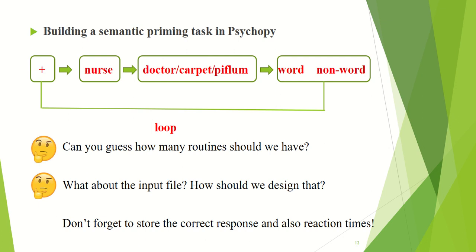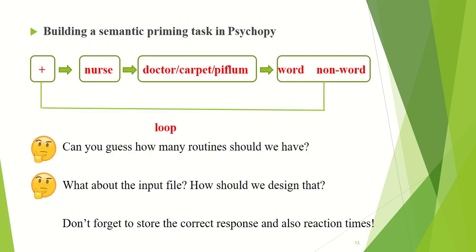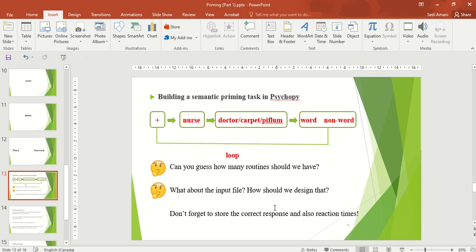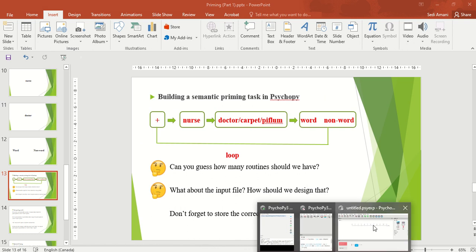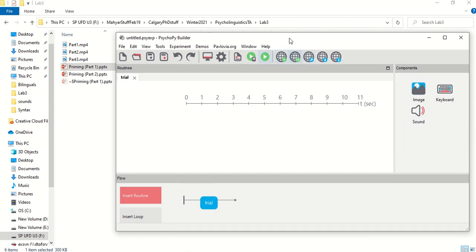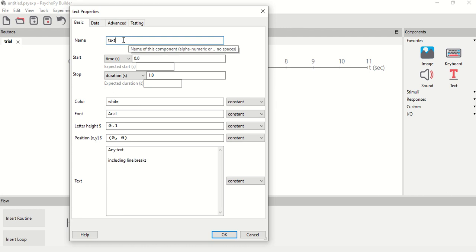Okay, so let's see how we can build a semantic priming experiment in CyclePy. Let me just open my CyclePy file. All right. As I said, the very first routine, aside from the instruction, is showing the fixation cross. So simply, we should add a text routine, text activity.